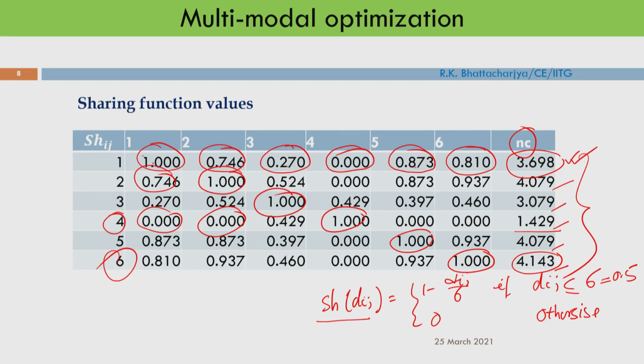So, therefore, solution 4 is an isolated solution. I would like to preserve that solution. So, I will reduce its fitness only slightly, but the most crowded solution is solution 6, and the fitness value of this particular solution will be reduced. Okay. So, what is the next step?